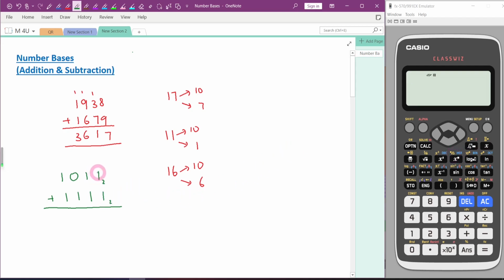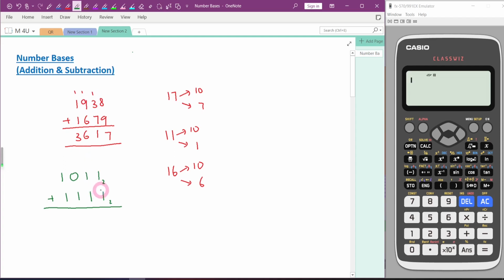Okay, now 1 plus 1 is equal to 2, right? But can we write 2? No, because this is a number in base 2. There are only 2 digits we can use, which are 0 and 1. Same thing here. Do we write 17? No, because this is base 10. There are only 10 digits we can use, which are 0, 1, 2, 3, 4, 5, 6, 7, 8, 9. We don't have 17, right? Therefore, we only write 7. And the 10 here, we add 1 in the front here.